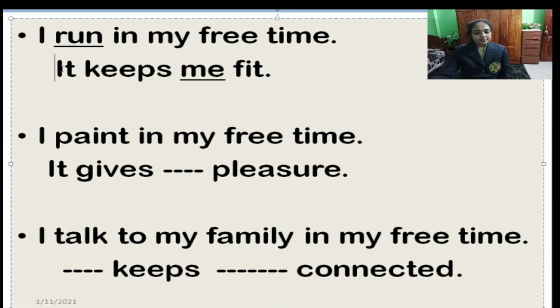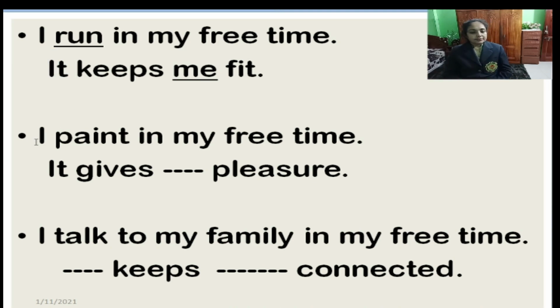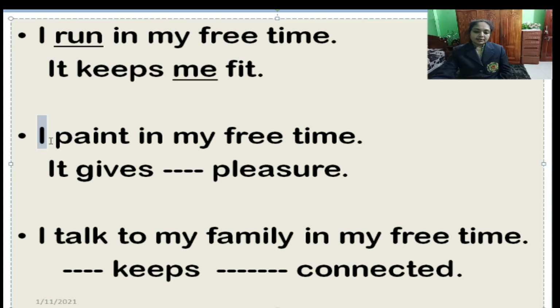Let's fill in the blanks. Another example is given. I run in my free time. It keeps me fit. Running keeps me fit. So here we have got the objective form of I. In place of running, it is used. The second sentence: I paint in my free time. It gives me pleasure. In place of I, we have to select me.